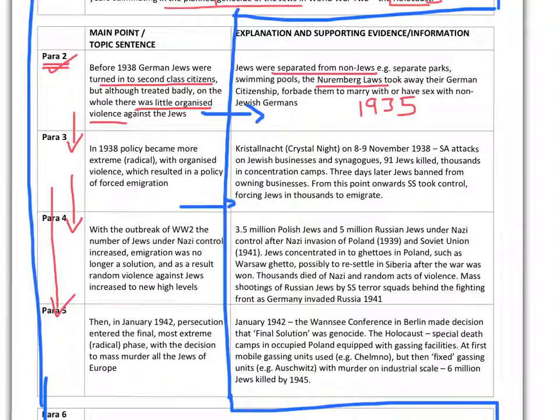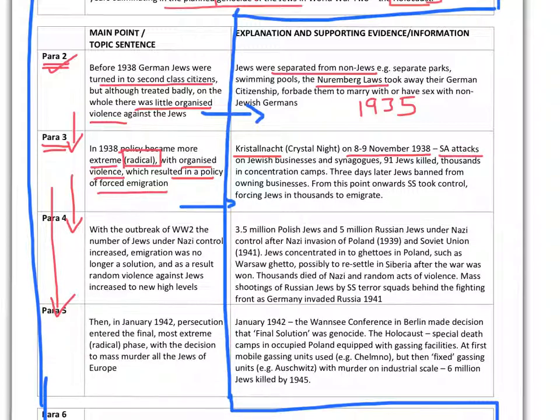You then move into paragraph 3, where you say what happened in 1938 was that policy became more extreme. There's the word extreme. The examiners really like that word, radical. Radical basically means the same as extreme, but try to use that word radical. Policy became more radical, it became radicalised. What does that mean? It means that there was more organised violence, and as a result, the policy moved to one of forcing German Jews to leave Germany, and the word is emigration. They wanted the Jews to emigrate, to leave the country. Supporting that, obviously, Kristallnacht is the main point. 8th, 9th of November, get the date in. In one sentence, for this particular question, sum up what happened.